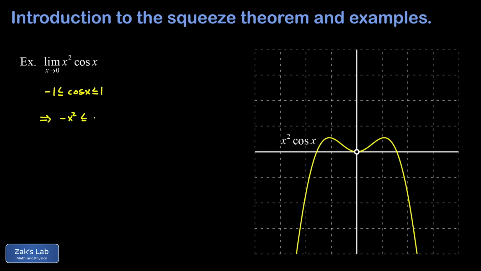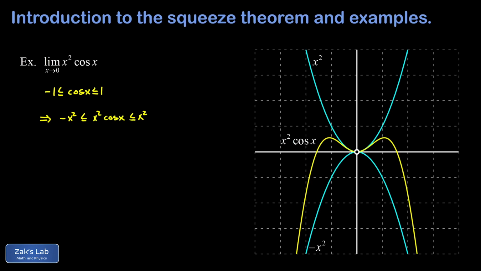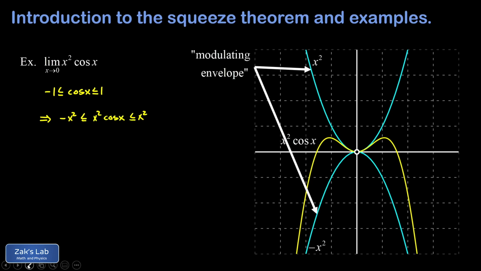And we find that negative x squared is less than or equal to x squared cosine x, and x squared cosine x is less than or equal to x squared. So the function of interest here is always bounded between negative x squared and positive x squared. So there's the lower and upper bounds for our function of interest. And again, typically when there's a trig function involved, we can use this idea of a modulating envelope. So we're saying that this cosine is being pinched to 0 by this envelope that's made of a right side up and upside down parabola. And of course, the limit of x squared and the limit of negative x squared as x gets close to 0, those are both 0, so they squeeze x squared cosine x to that same limit.